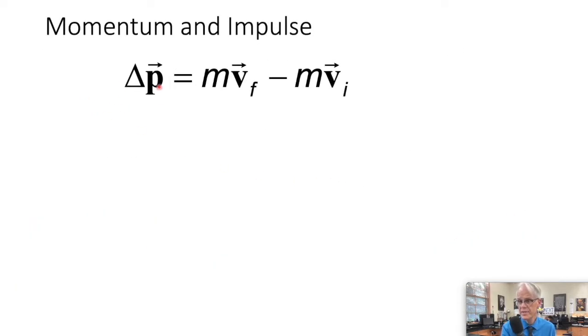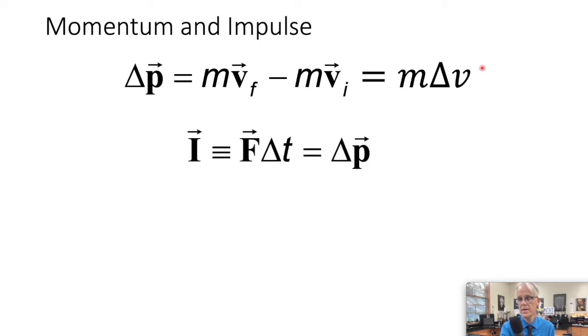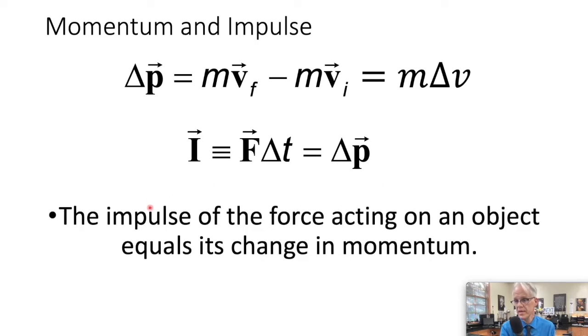The change in momentum is going to be the mass times the final velocity minus the mass times the initial velocity. We can rewrite that as mass times delta V, or the change in velocity. Remember that our impulse is force times time, and that equals the change in momentum. So the impulse of the force acting on an object equals the change in its momentum.